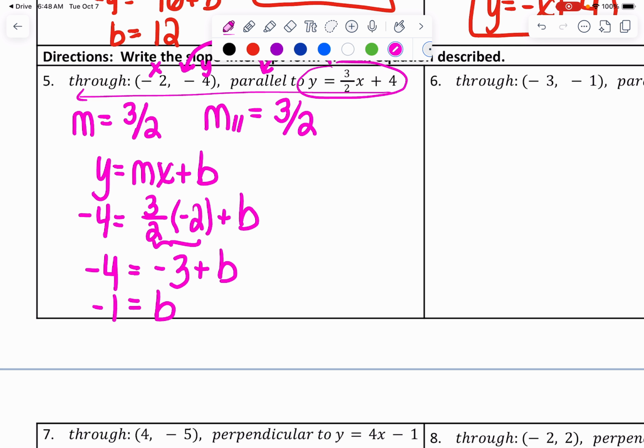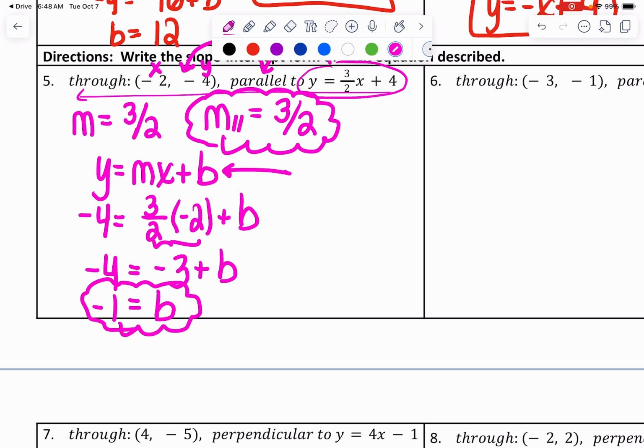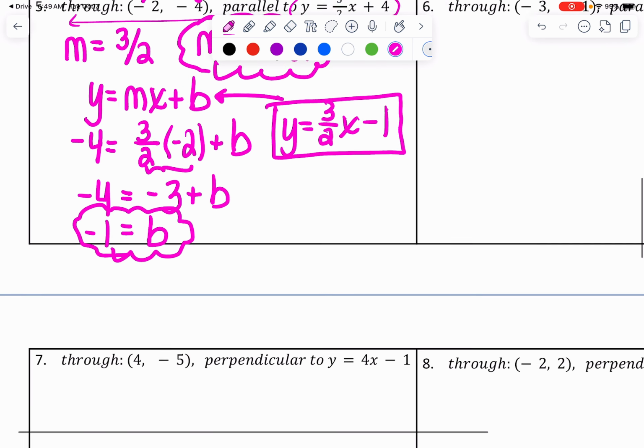So now what you're going to do, and this is the last part, you're going to take this part here, your slope that's parallel, this part here, and you're going to plug it into this formula. So in other words, it would be y equals 3/2 x, and then b would be -1, and that's your answer. Like there's really only one extra step that we didn't do yesterday that's getting done today, but that's the idea.